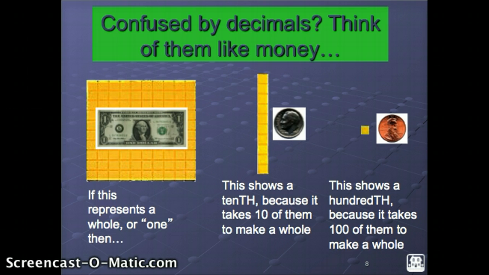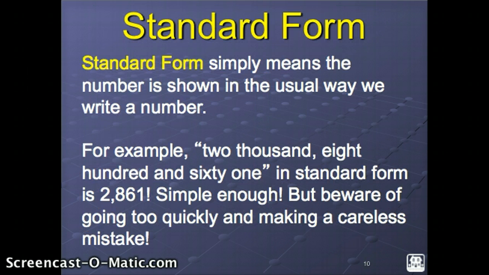Not quite so heavy. Okay, let's jump over and do a quick review on standard form. The definition is the number is shown in the usual way we write a number. For example, 2,861 written in word form, in standard form uses the numbers 2, 861. Simple enough, but beware of going too quickly and making a careless mistake.